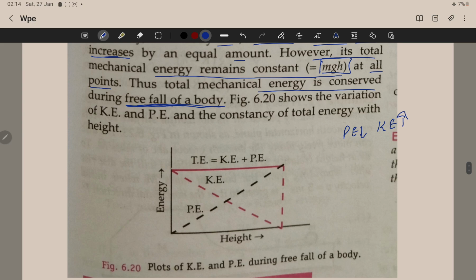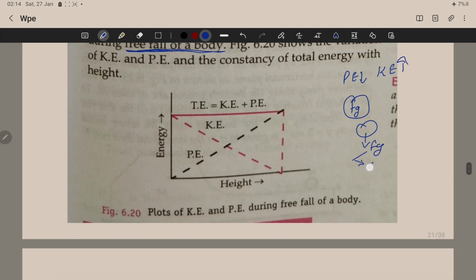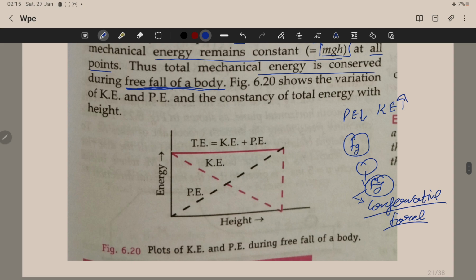And free fall is because of which force? It is because of the gravitational force. So in free fall, only one force is acting, that is the gravitational force. And we know this conservation of total mechanical energy can be applied only when the force is conservative. This gravitational force is conservative. Always remember, this is a conservative force.